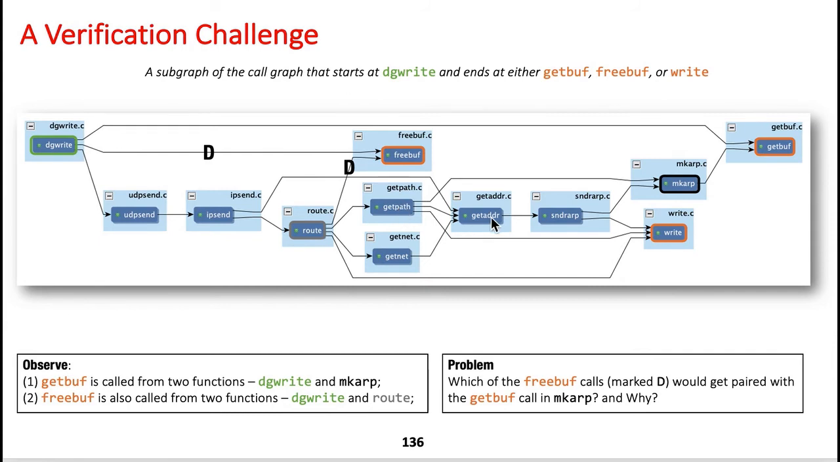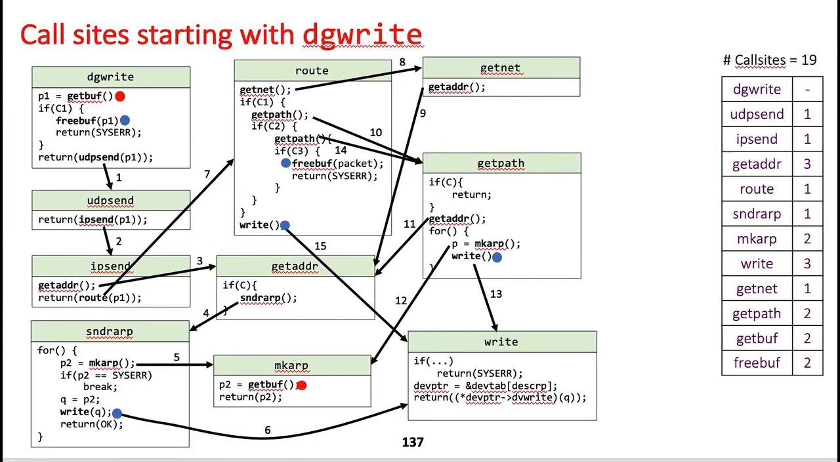Moreover, a function may get called in multiple places in another function, and we have to keep track of the call sites. So in this case, we show the different call sites. We can see that the function getPath is getting called in two different places in function route. So when we are substituting the function sequence for getPath in route, we have to substitute it in two different places in route. The total number of call sites in this example is 19.